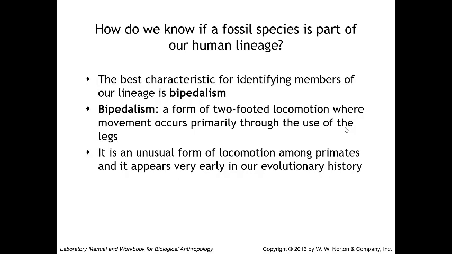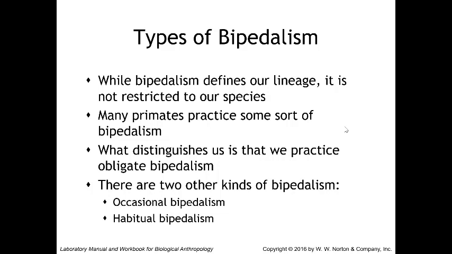So it's not as simple as just bipedalism. There are types of bipedalism. So it defines our lineage. It is not restricted to our species, though. So many primates practice some sort of bipedalism. What distinguishes us is that we practice obligate bipedalism. Aside from obligate bipedalism, there are two other kinds of bipedalism. So we have occasional and habitual bipedalism.